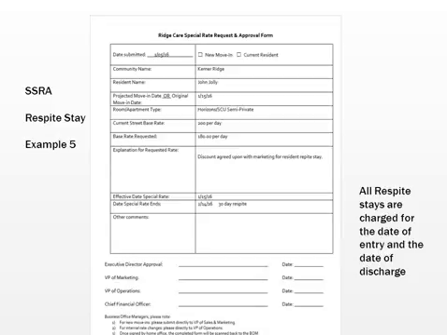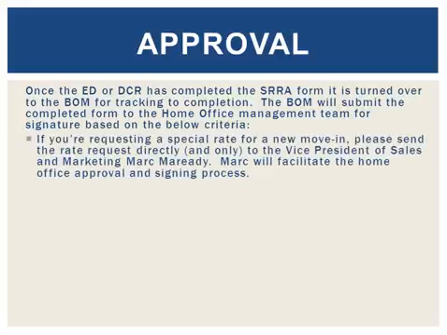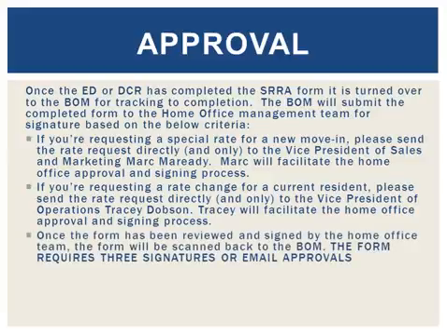So now we're going to move on to the approval process. Once the ED or DCR has completed the SSRA form, it's turned over to the BOM for tracking. The BOM will submit and complete the form to the home office management team for signature based on the following criteria. If you're requesting a special rate for a new move-in, you're going to send this up to Mark Moretti. Mark will facilitate the home office approval and signature process. If you're requesting a rate change for a current resident, you're going to send this up to Tracy Dobson. Tracy will facilitate the home office approval and signature process.